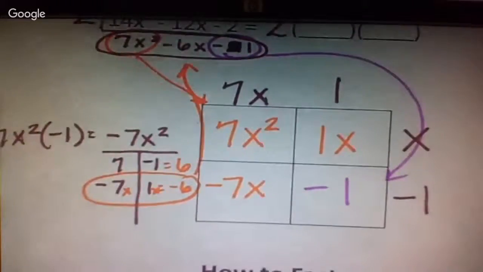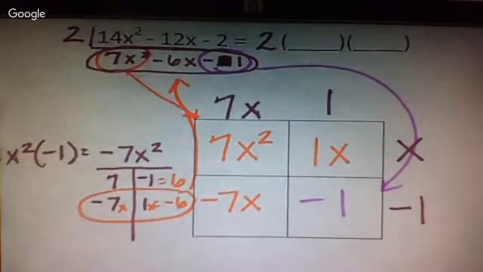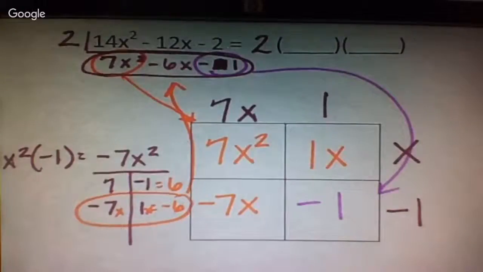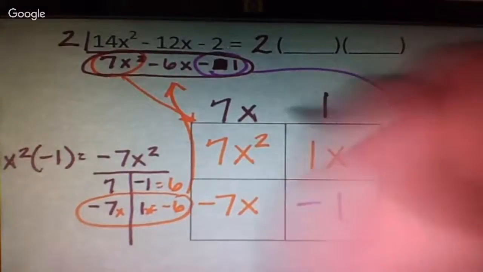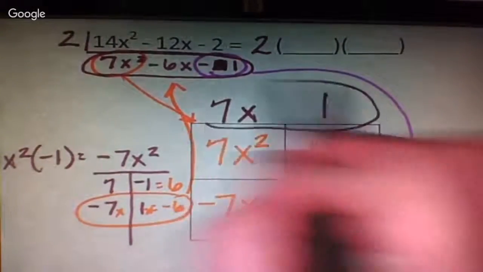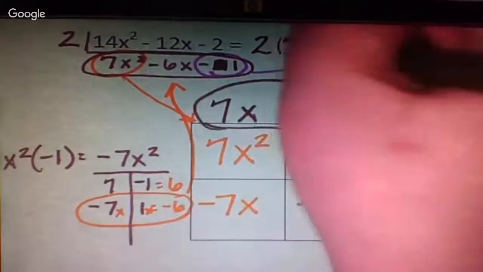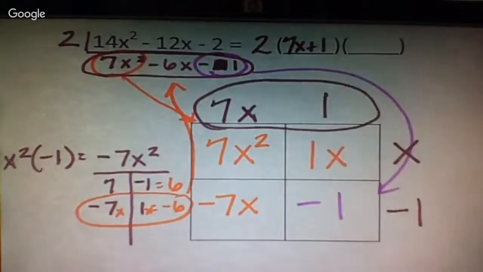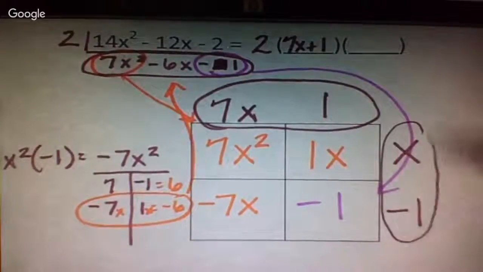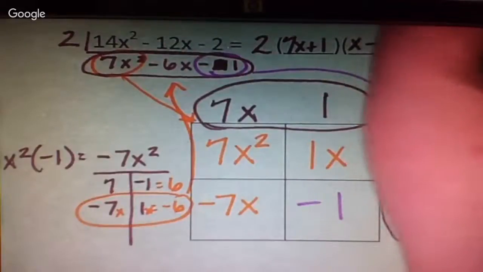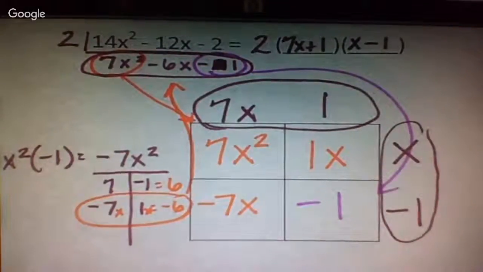Okay. Guess what? You just factored your first quadratic. Yay! So your factors come from here. So 7x plus 1. This one, x minus 1. Oh, that's crazy.